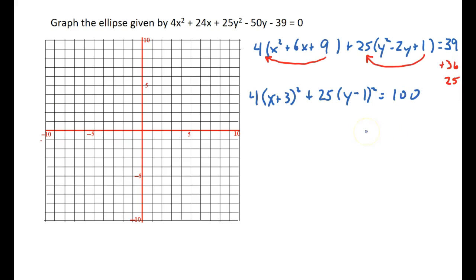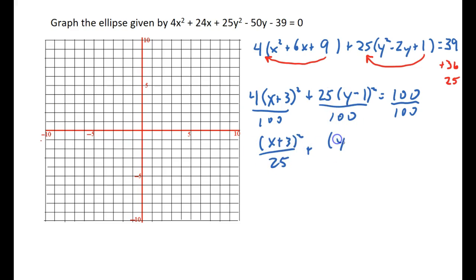Okay, so we're almost there. Every equation of an ellipse you want equal to 1, so I'm going to divide everything by 100. 4 goes into 100 25 times. 25 goes into 100 4 times. And 100 goes into 100 1 time. Now we're good. So what's different about this?